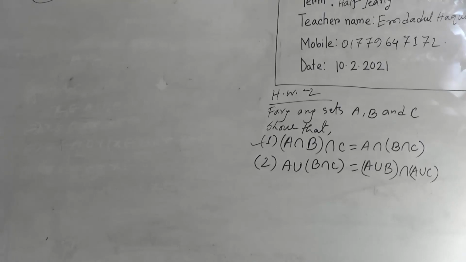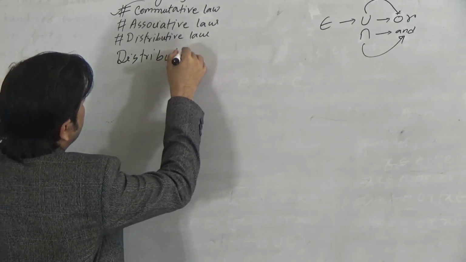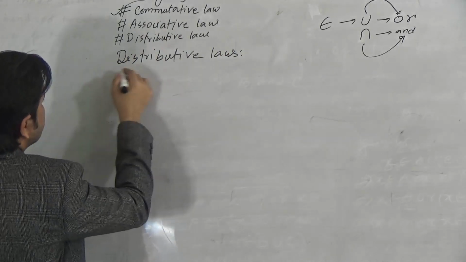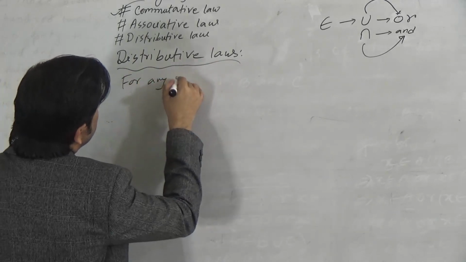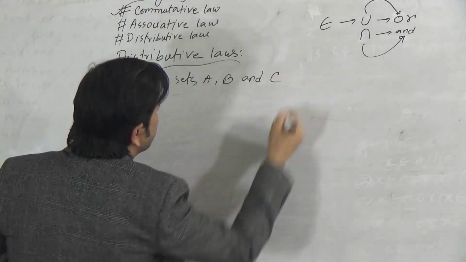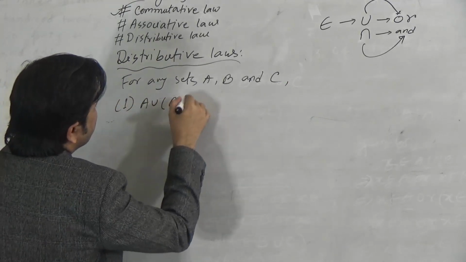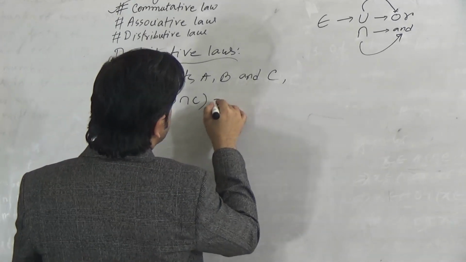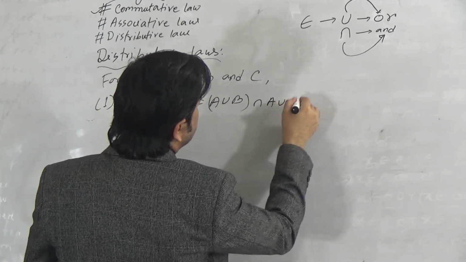What is distributive law? Distributive law for sets. For any sets A, B and C, we can write A union (B intersection C) is equal to (A union B) intersection (A union C).